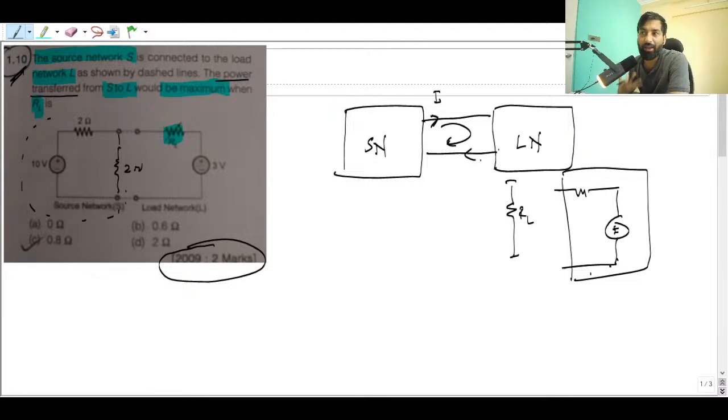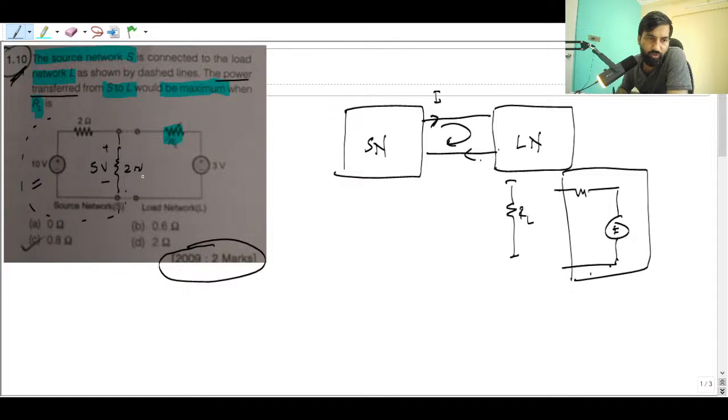If you are making the assumption that there is a 2 ohm resistance, what will be the voltage across this? Forget about this load resistance, sorry, load network, for the moment. So how much voltage will you get here? You know, the voltage across this will be 5 volt, because this is 10 volt and you can say there is 5 volt. So if you ignore this load network for the moment, right?